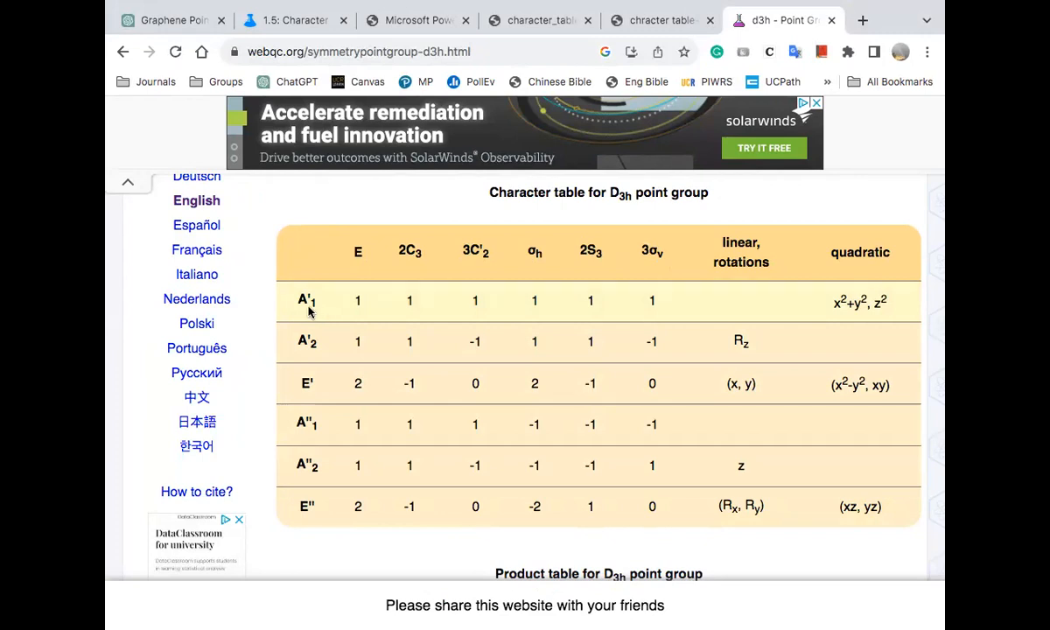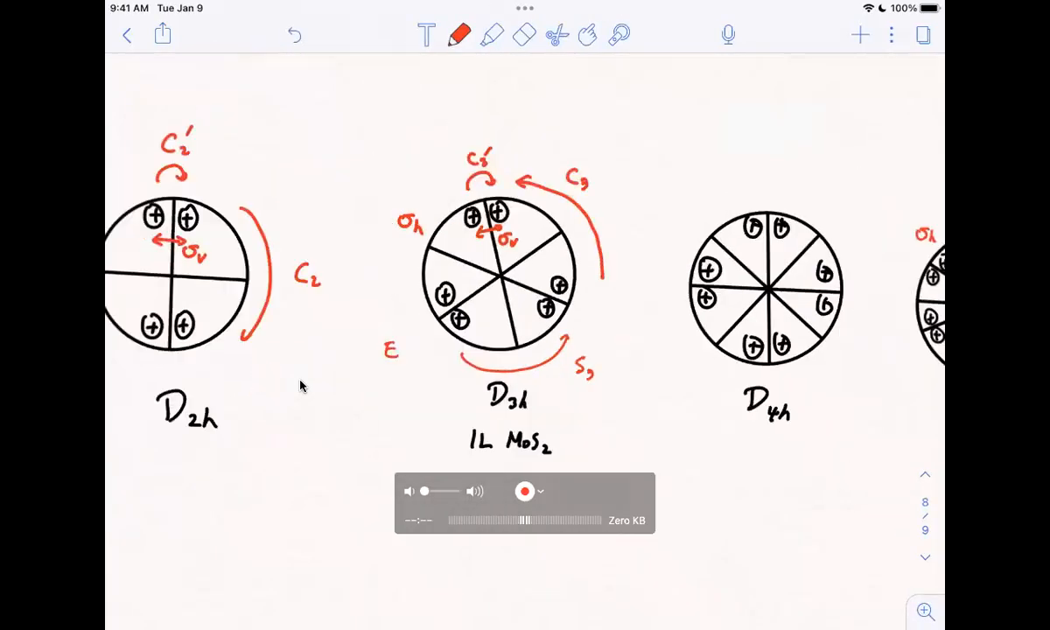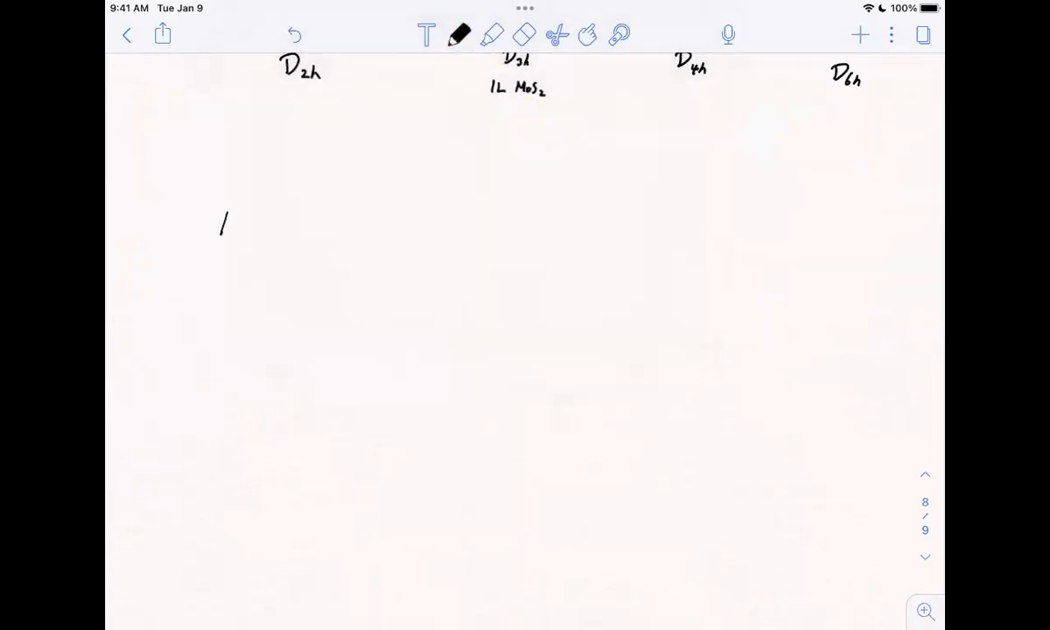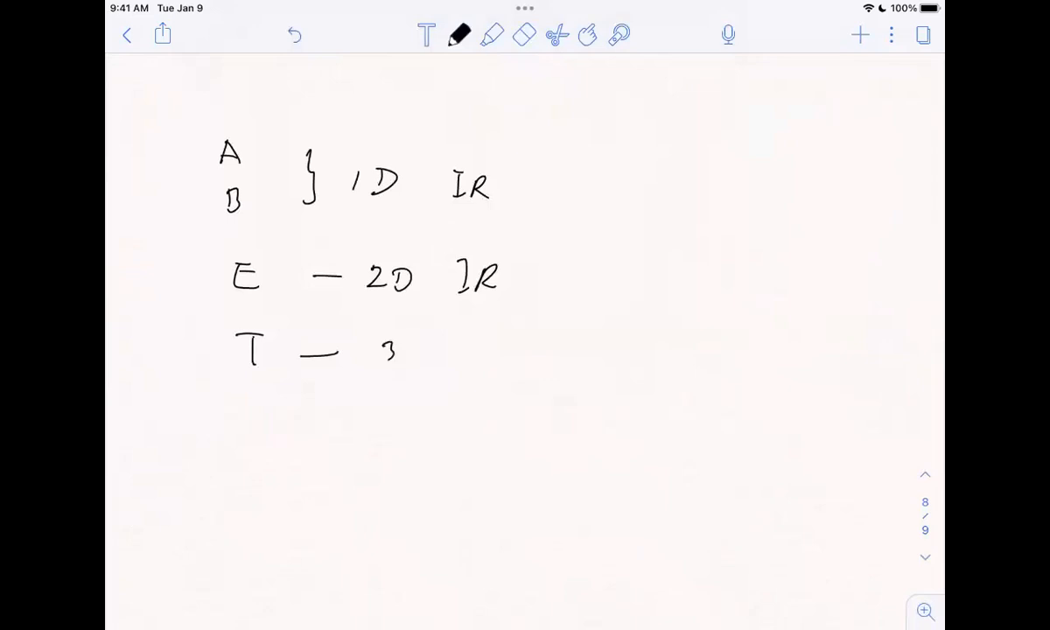So you see the letter here. A and B both mean a 1-dimensional representation. E means a 2-dimensional representation. So they use symbols like this: A and B are 1D irreducible representations, E is a 2D irreducible representation, and then T is a 3D irreducible representation. You don't go more than 3D in a crystal. So these are the three.